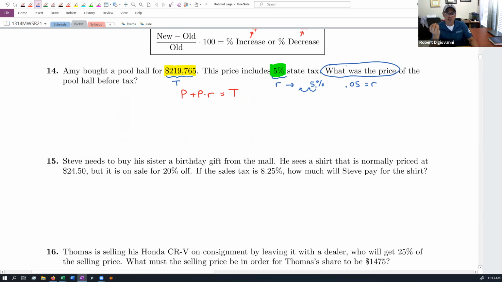And they're asking, what is the price? What was the price it was sold for? Like, how much were they asking before tax? So that is P. That's what we want to know. Does that make sense in the problem? Is that all clear to everyone? Any questions?